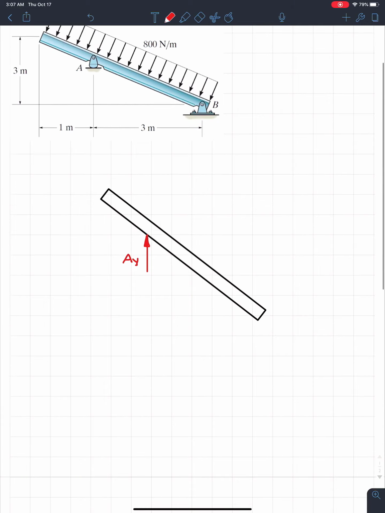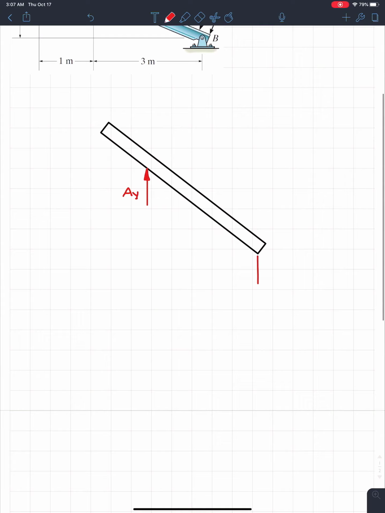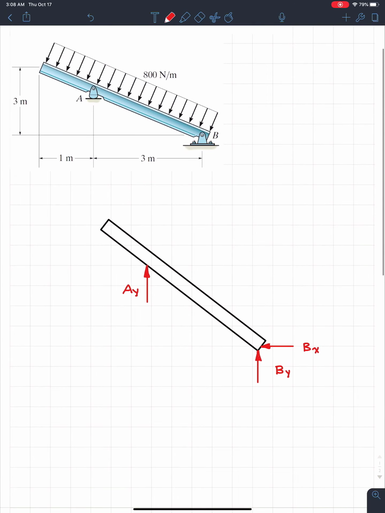And for B, we have a pin. So there are going to be two connections, one going vertical and one horizontal. Let's just change it real quick. These are going to be BX and BY. So far, not that scary. Even though the beam's at an angle, the support conditions are still regular.